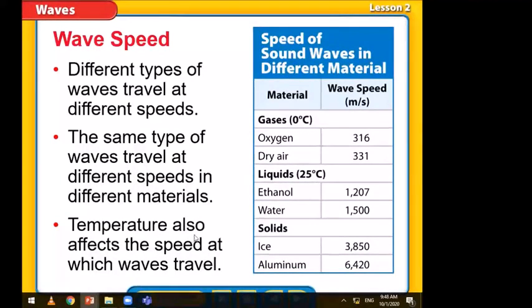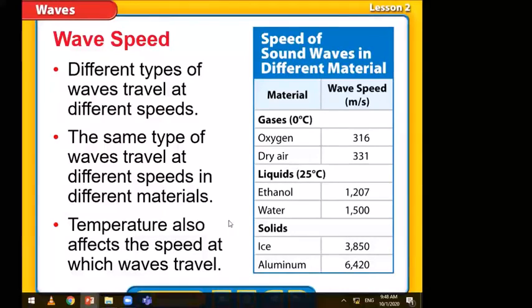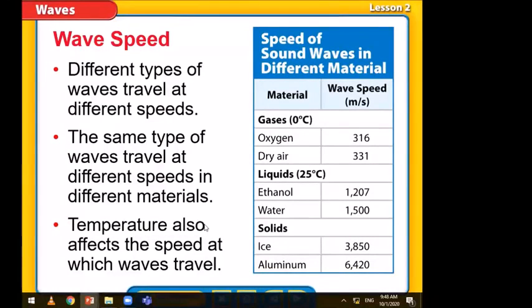It's not the same speed. So it depends on the particles of the matter itself. If the distance between the particles is small, that means the waves will move faster because they will not cut more distance. But in liquid and gas, you can see that it's getting slower.